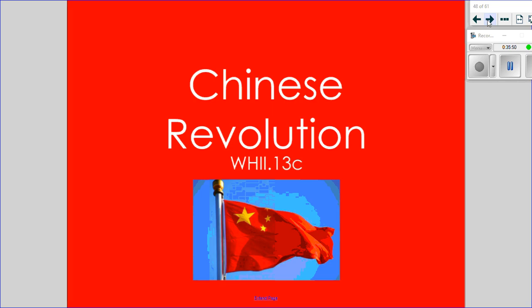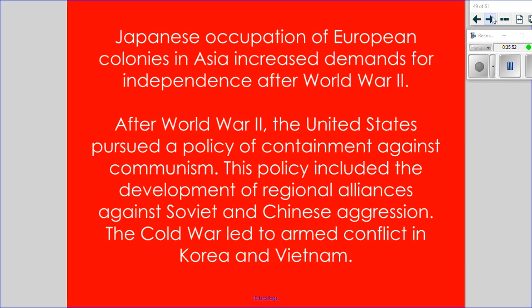All right, let's look at the Chinese Revolution. So just kind of winding it back a little bit, remember that Japanese occupation of European colonies in Asia increased demands for independence after World War II.